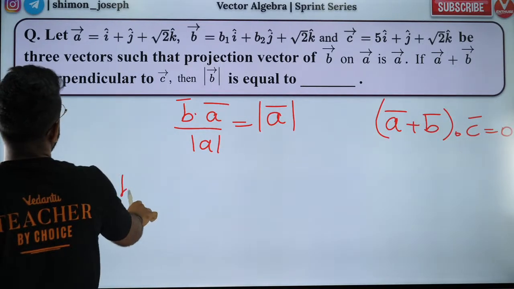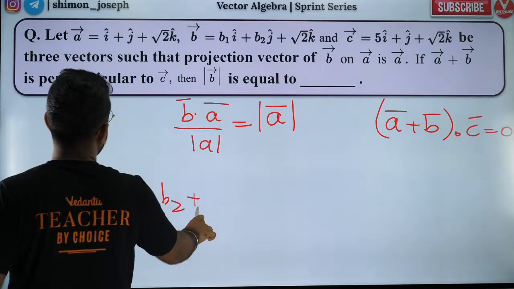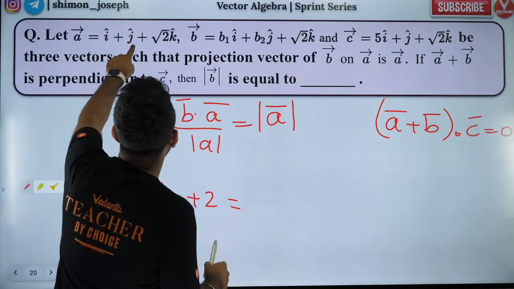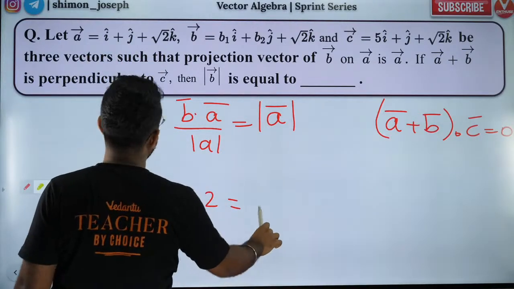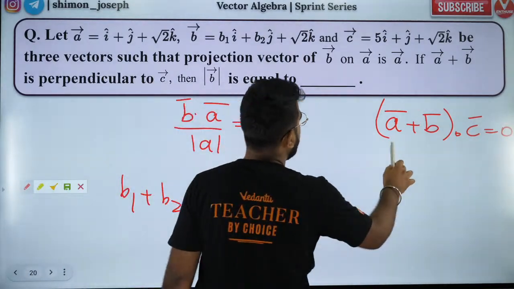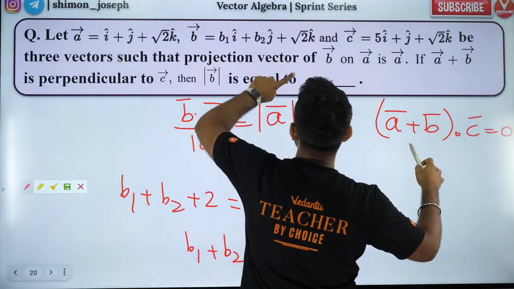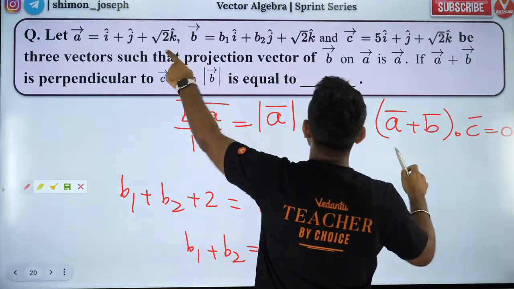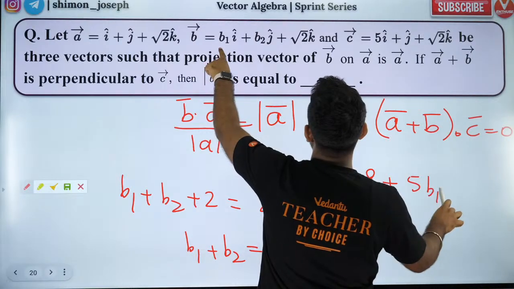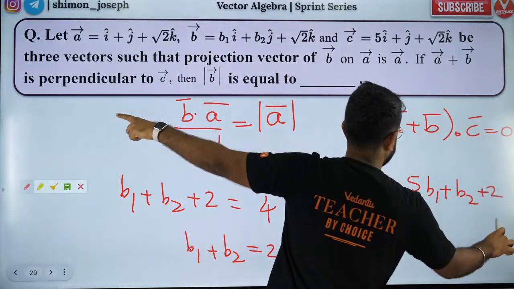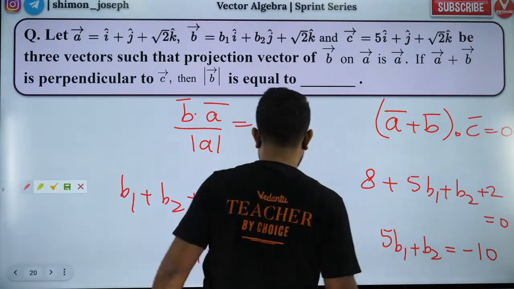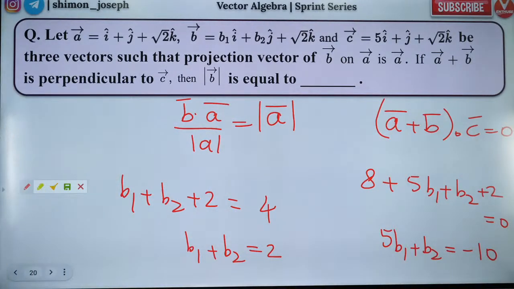What is B dot A? B dot A is B1 plus B2 plus 2, which is equal to mod A square. Mod A square is 1 square plus 1 square plus root 2 square, so it will be 4. So B1 plus B2 is equal to 2. Now here you will get what? A dot C is 5 plus 1, 6, 6 plus 2, 8. Plus B dot C, which is 5B1 plus B2 plus 2, is equal to 0. So 5B1 plus B2 is equal to minus 10. So now you guys can solve it. Two equations, two unknowns. Please do it.